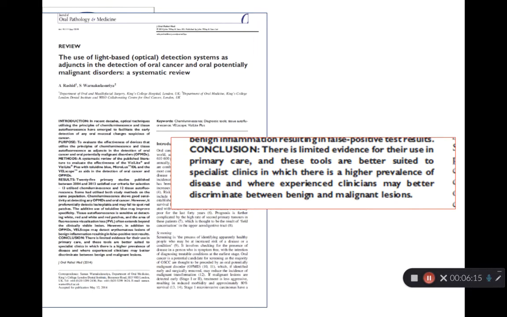And these tools are better suited to specialist clinics where there's a higher prevalence of disease, and experienced clinicians may better discriminate between benign and malignant lesions. And so it really has to be used in the right context. But I do know that there are some private dentists who do have a Velscope and kind of use that within their patient population.